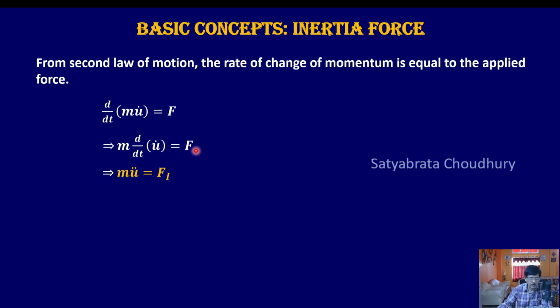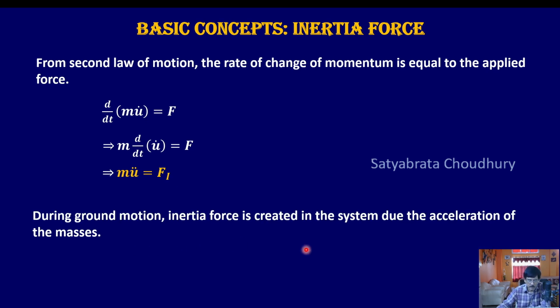This is called the inertia force, so we are putting a suffix I here. So Fi equals m u double dot. Now this has very high implication in vibration. Any system has a mass, and the mass gets accelerated during the vibration, and because of that this inertia force will be generated. This inertia force will be opposing the motion. It will be opposite to the direction of the applied force. During ground motion, inertia force is created in the system due to acceleration of the masses.